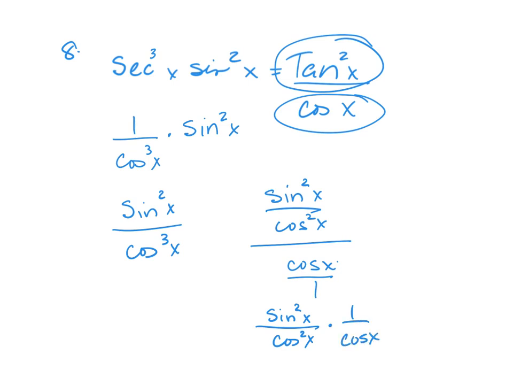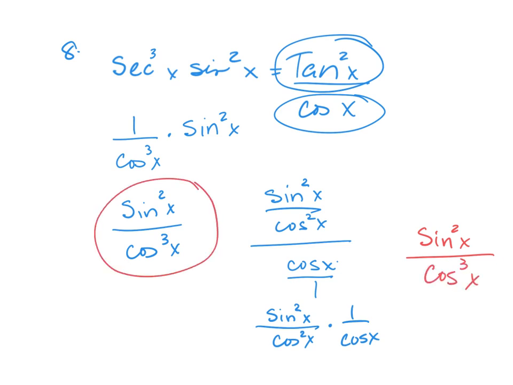So how many cosines do I have downstairs now? 2. How many cosines do I have downstairs now? 3. And look at this. We made both sides equal to each other.